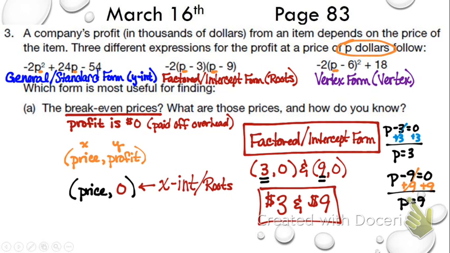Any idea why there's 2 break-even prices? If you don't charge very much for your item, are you going to make very much money? It's going to take a lot longer to earn back the money that you spent on your supplies and your overhead. If you charge a lot of money for your item, do very many people want to buy it? No. So fewer people buy it, which means you end up not making a lot of money because you didn't sell very many of them. Does that make sense? All right, let's look at question B.